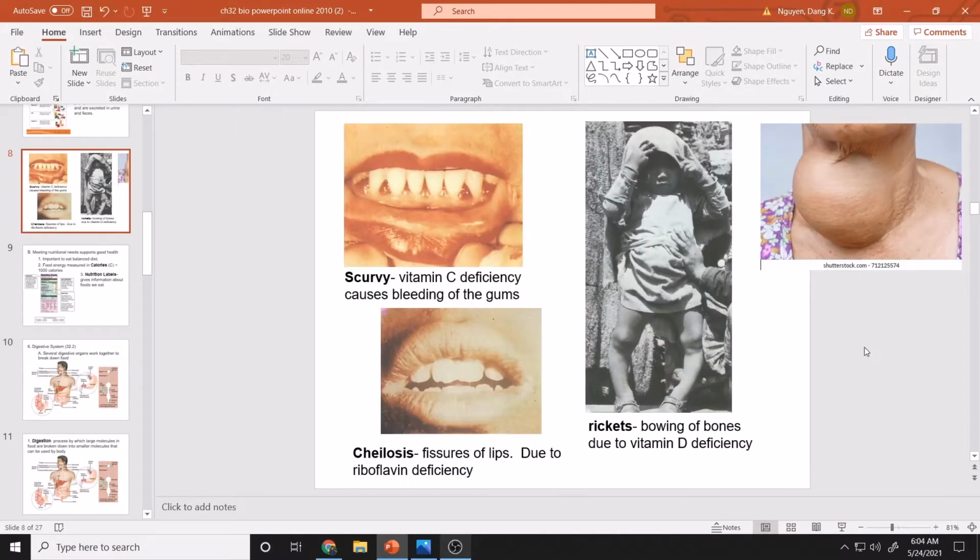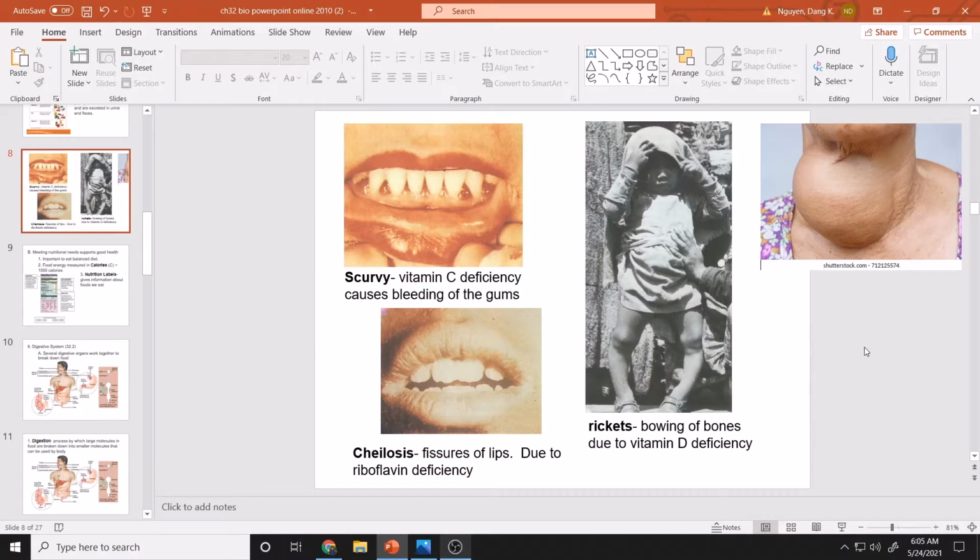And here are a few examples of diseases or consequences of not getting the right types of nutrients or vitamins. So the top left right there, that's scurvy. That's caused by a vitamin C deficiency, which causes inflammation of the gums. And sailors eventually found out that if they had limes on board and if they consumed those limes, it would prevent scurvy. Bottom left is called chylosis. You can see the fissures of the lips, and this is due to riboflavin deficiency, which is not getting enough vitamin B.